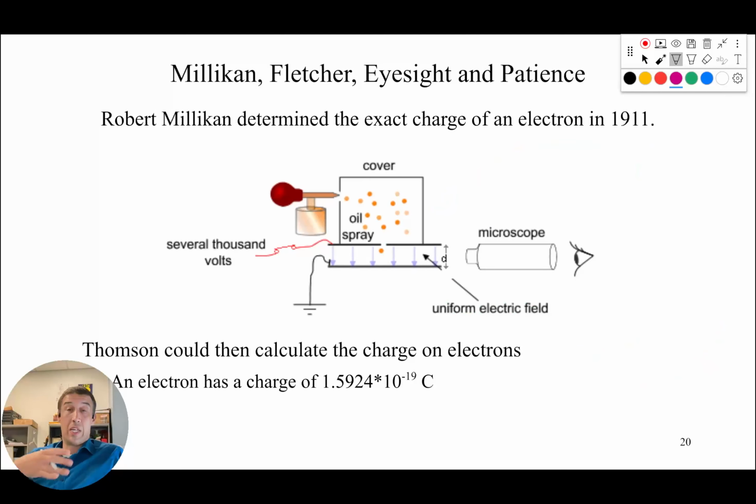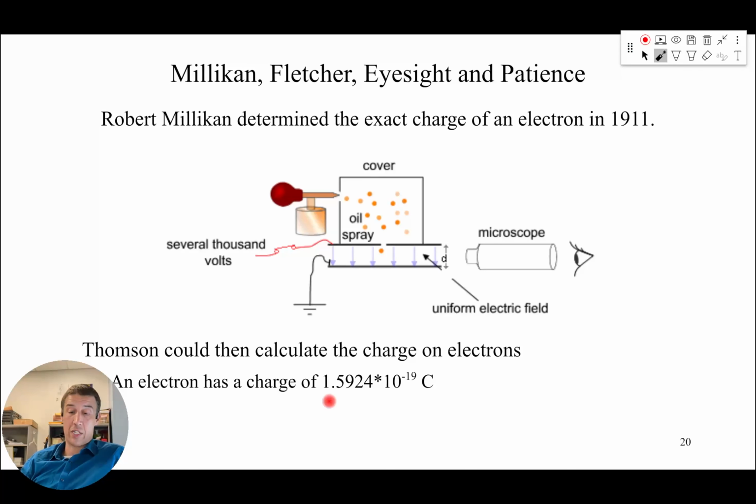So as we continue through, and note this experiment is not in your textbook, so this might be a careful one to pay attention to, but it's got some interesting things going on within it. We get Millikan, Fletcher, eyesight, and patience. So Robert Millikan was able to determine, or was given credit for determining, the exact charge on an electron in 1911. So that exact charge is actually specified down at the bottom, and I don't want you to stress about that exact number. Okay, don't worry about that. I'm not asking you to memorize that, and you won't be tested on that, at least through any of my classes.